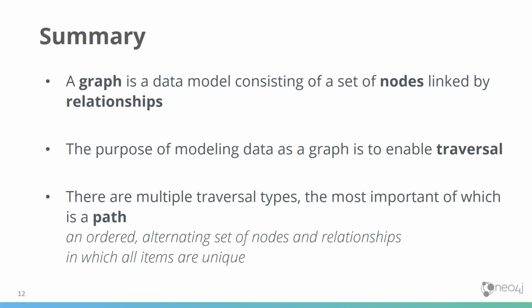So, in summary, a graph is a data model consisting of a set of nodes linked by relationships. And the purpose of modeling data as a graph is to enable traversal. There are multiple traversal types, the most important of which is a path, which is an ordered alternating set of nodes and relationships in which all items are unique.